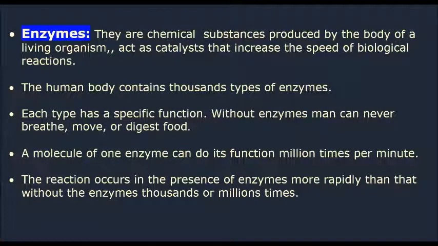One type of the catalyst is called enzymes. What are the enzymes? They are chemical substances produced by the body of a living organism. يبقى enzymes they are catalysts that are found in the body of living organism. Animal, plant or human. They act as a catalyst that increases the rate of biological reactions. Biological reactions هي reactions اللي happens inside the body of living organism.